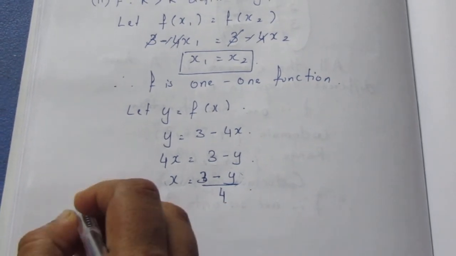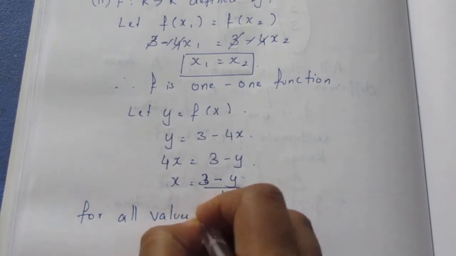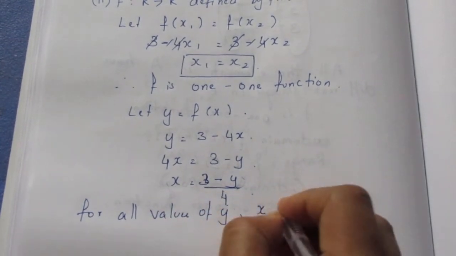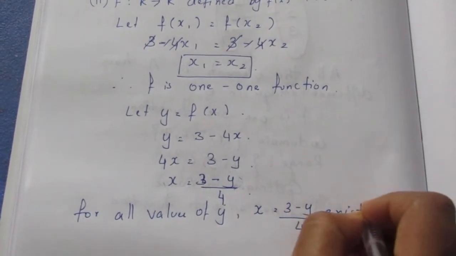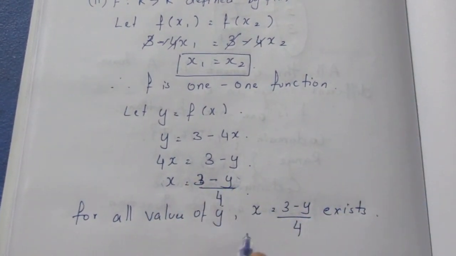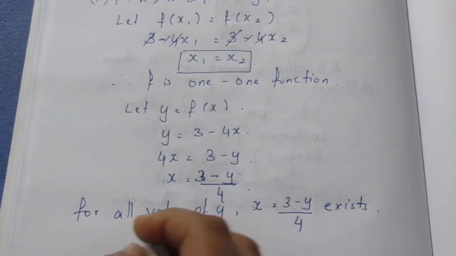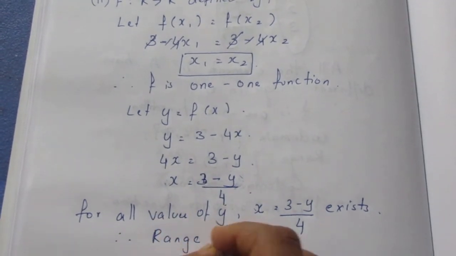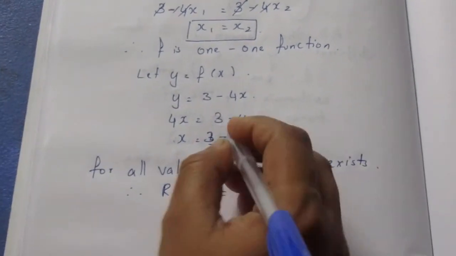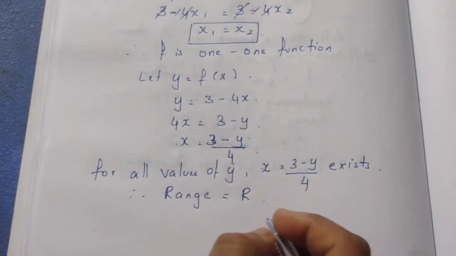So we can say that for all values of y, x is equal to 3 minus y by 4 exists. So any value we substitute, we will get our x. If we get our x, then we can say that, therefore, the range is nothing but the substitution of y. Here the y will be your range. The range can be any real number.